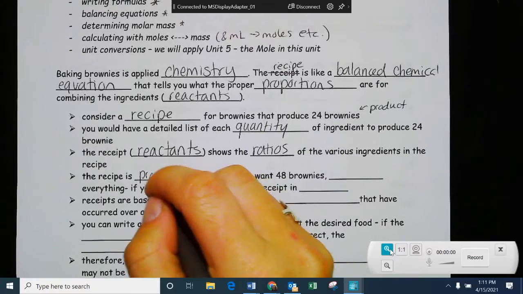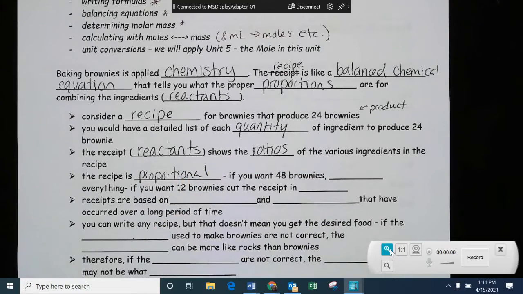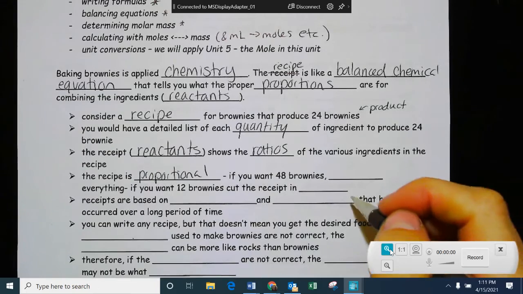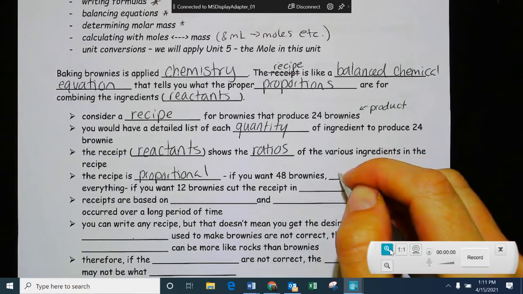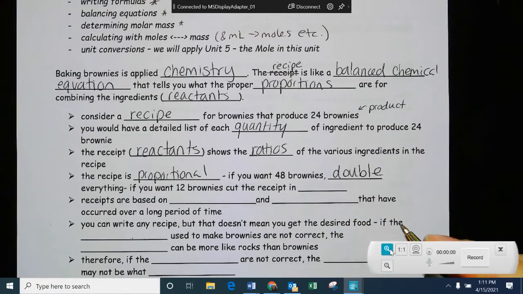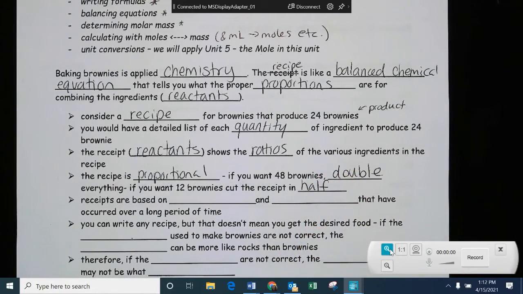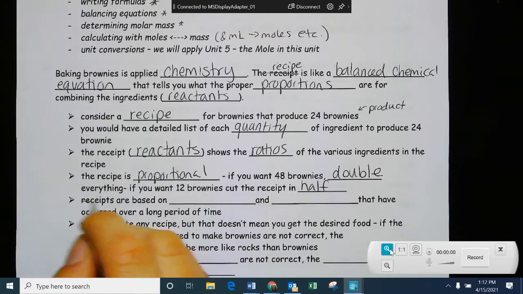And the recipe is proportional. So basically, when you're baking, you don't want to put too many eggs in, like a high proportion of eggs, that then you end up with this runny mess of a thing that doesn't bake properly, right? So the proportions are really important in brownie baking and in chemistry. So if you want 48 brownies, you're going to double everything, right? So it's all about proportions. And if you want 12, you're going to cut it in half. Should say recipes.